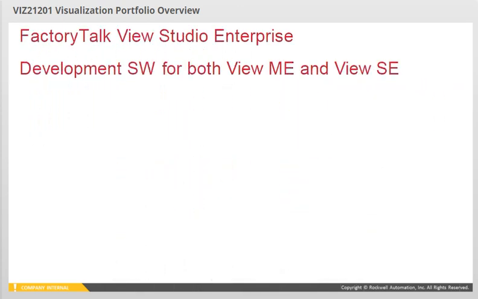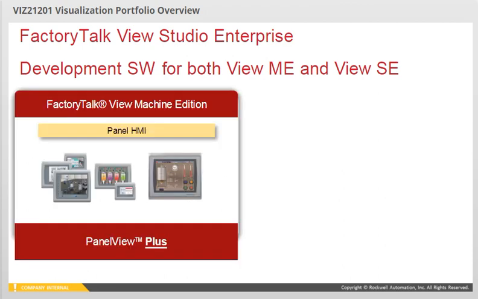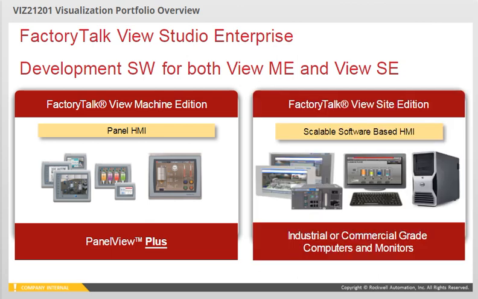FactoryTalk View Studio is the development software for both View ME and View SE applications. This provides a common look and feel across this part of the portfolio. Machine Edition is used for machine-level applications that run on PanelView Plus terminals. Site Edition is our scalable distributed HMI that runs on industrial or commercial-grade computers and monitors.